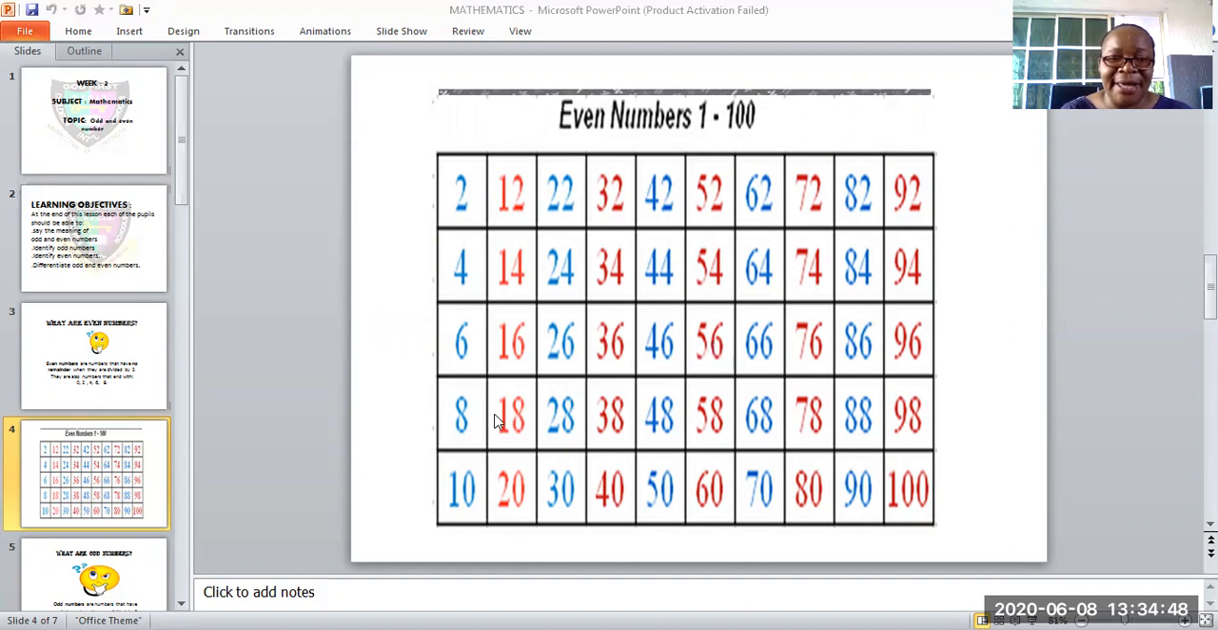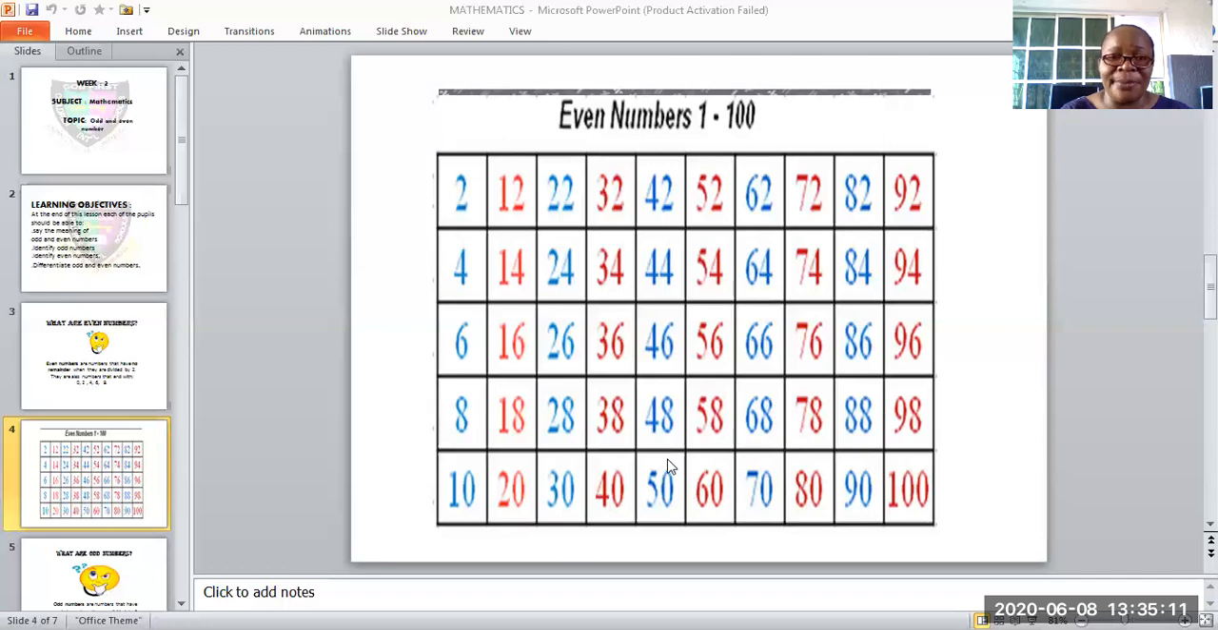Now we move on to 6. Look at number 6. You will find that every number on that line ends with 6: 16, 26, 36, 46, 56, and so on. Now let's look at number 8. 18 ends with 8. 28 ends with 8. 38 ends with 8. 48 ends with 8. 58, 68, 78, 88, and 98. These all end with 8.